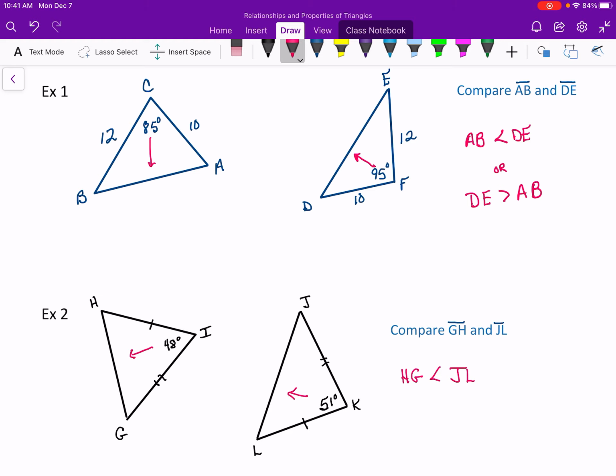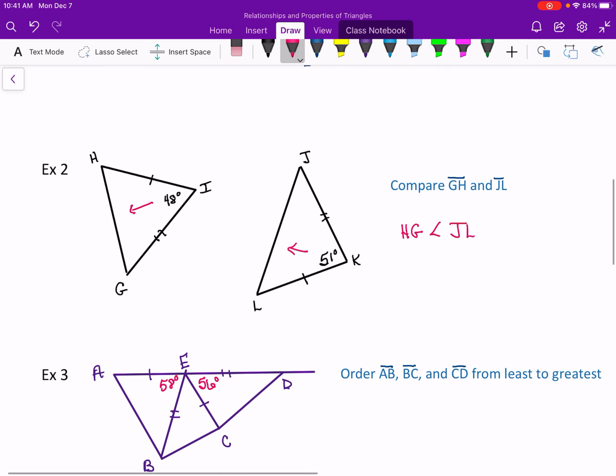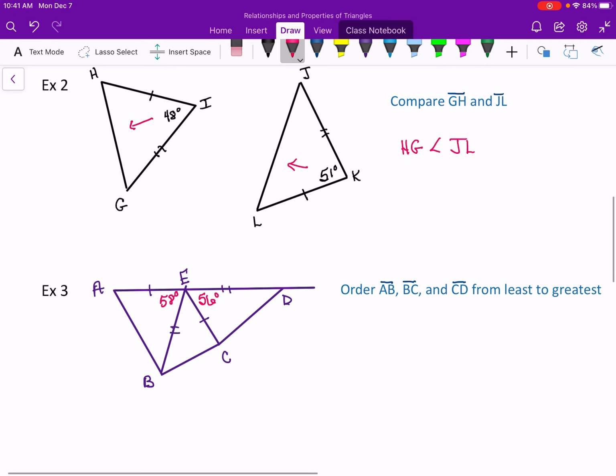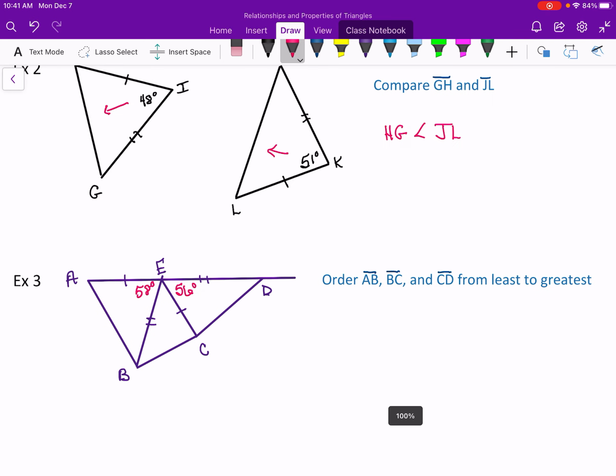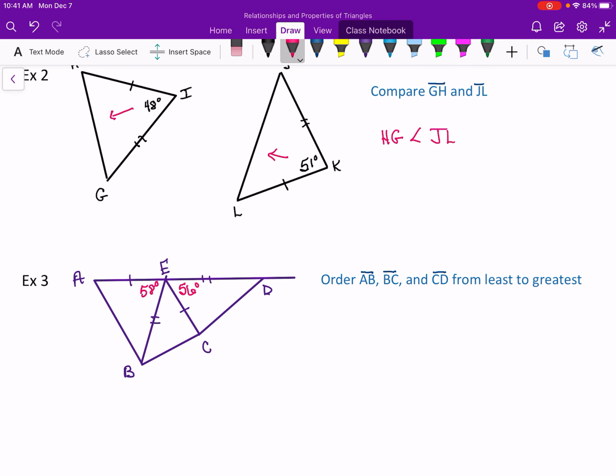Okay, my guess is that seems pretty clear to you, so let's make it look a little messier. This time I've got one drawing, 3 triangles in it, and you're asked to order side AB, BC, and CD in order from least to greatest. And remember, the diagrams are not necessarily drawn to scale.